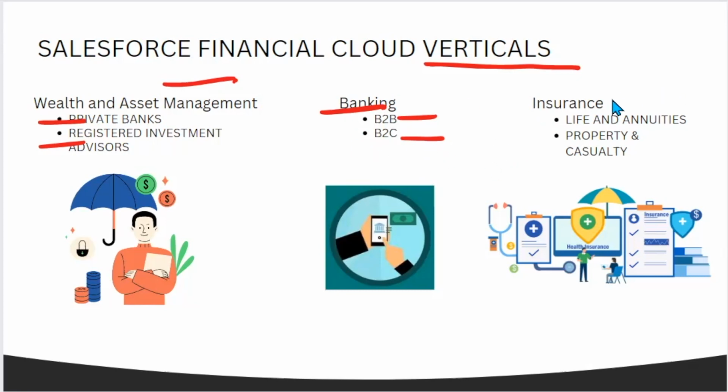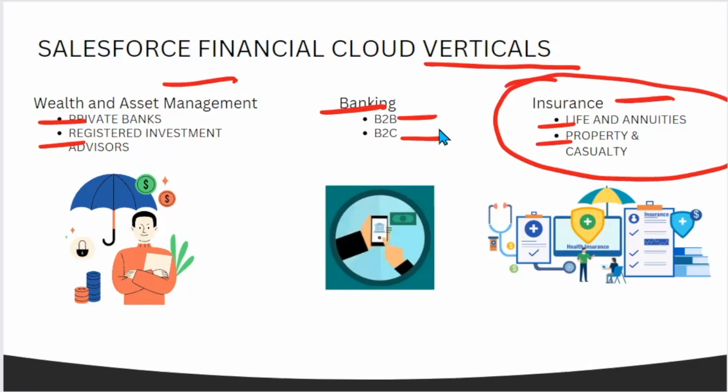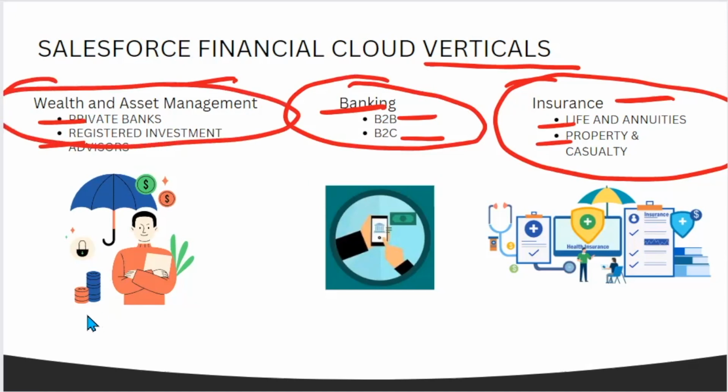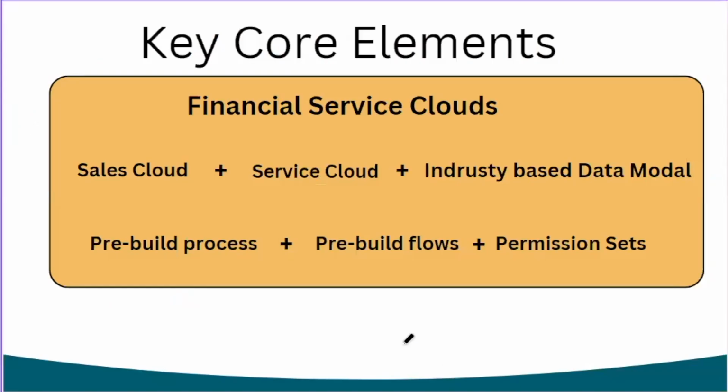The third vertical is the insurance vertical, in which you buy insurance of, let's say, car insurance, home insurance, or your personal insurance. So all the insurance related processes are available in the FSC, all the banking related processes are available in the FSC, and all the wealth and asset management related processes are available in the FSC. So let's move on to the next.